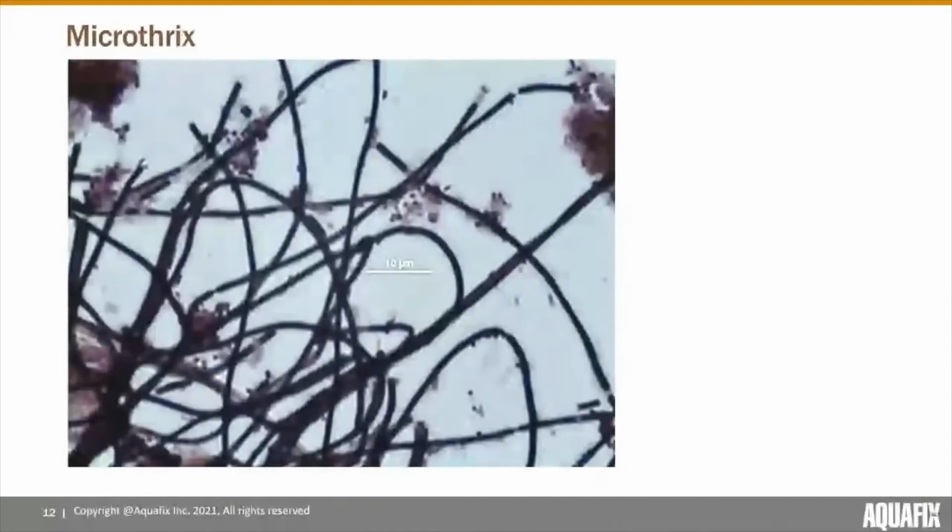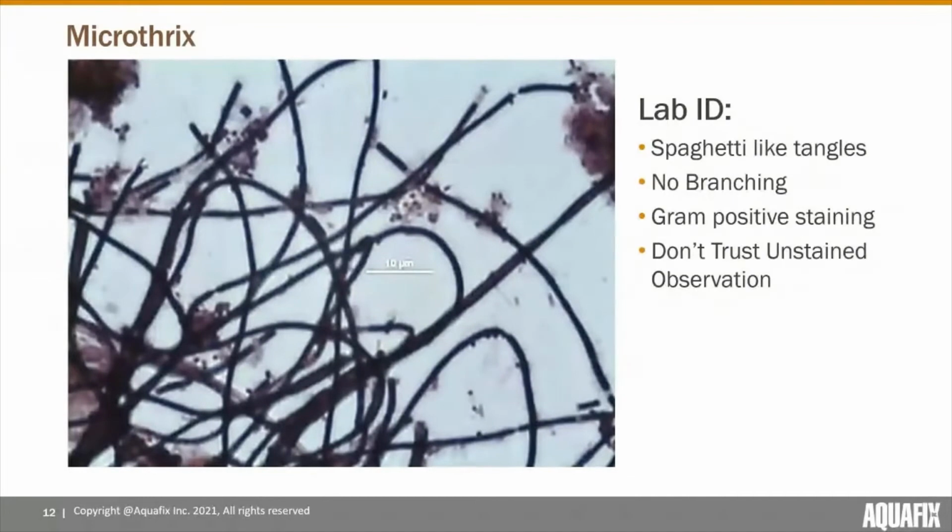So our next foaming filament is Microthrix parvicella. We'll call it Microthrix for short. It is very gram-positive. You can see it's a very nice, deep purpley color here. If you're looking at it for an identification, it's considered to be spaghetti-like tangles. Now this filament, you need to be a little bit more careful if you see it under the microscope, because I showed the example earlier. Microthrix tends to be a little bit more difficult to identify definitively without staining.